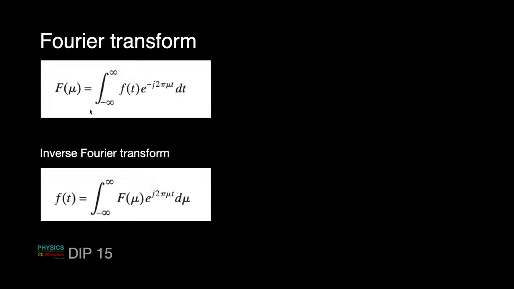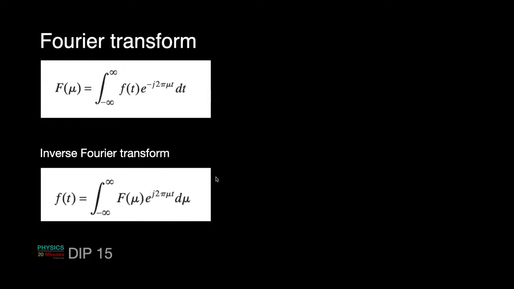Fourier transform, on the contrary, is written in this form. So your function, you put the function over here, multiply by e power minus j 2 pi mu t dt, where mu is frequency, t is time, and you get a function of frequency. One can see that if you put the function of frequency here, and make this minus a plus, then you get a function of time back. So it's symmetric in that sense.